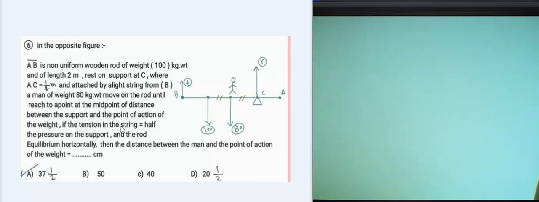If the tension in the thread is half the pressure of the support and the rod is in equilibrium horizontally, the moment will be equal to zero about any point. Then the distance between the man and the point of action of the weight equals how many centimeters? Okay, I will draw here.